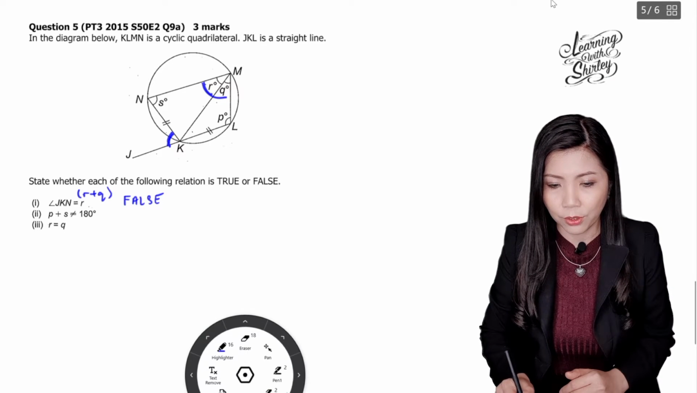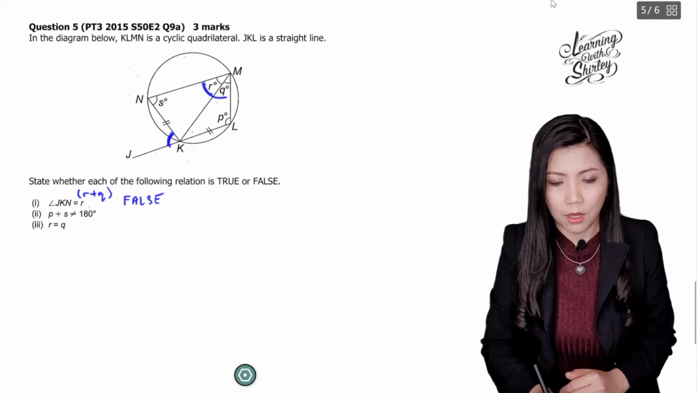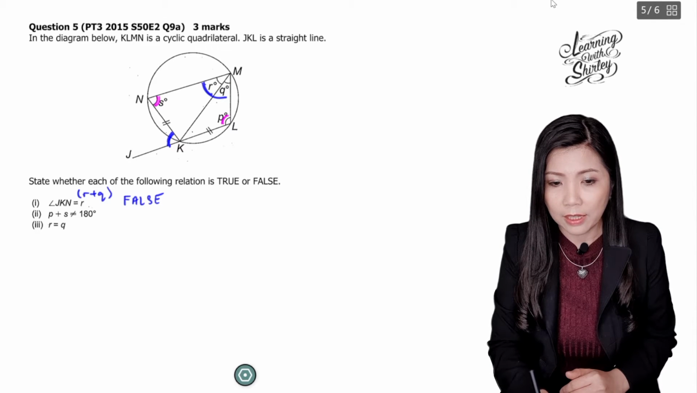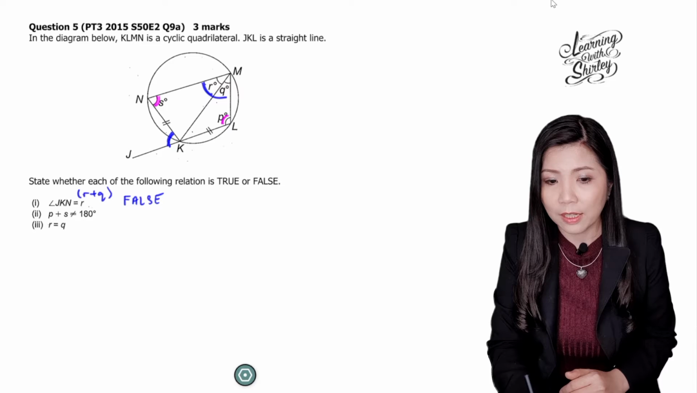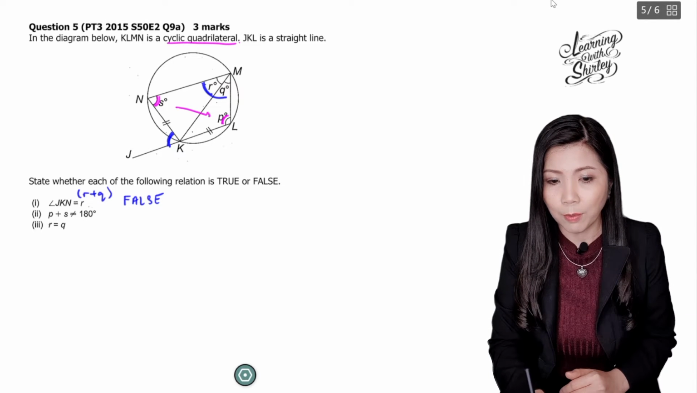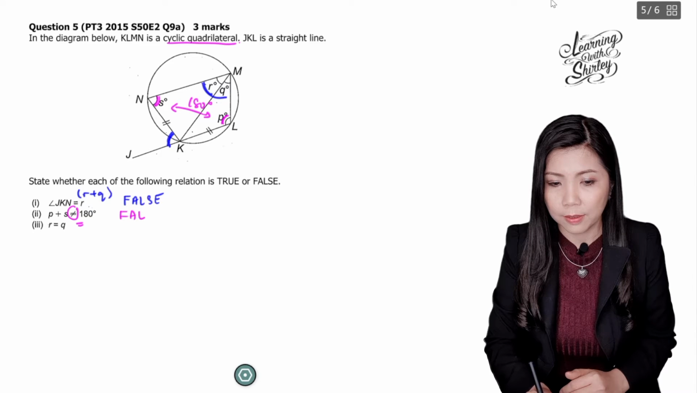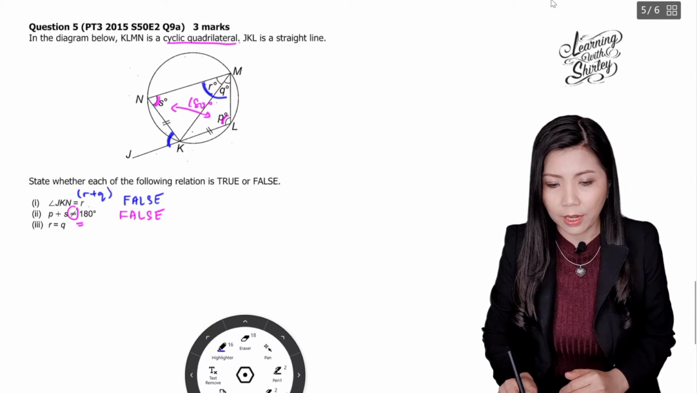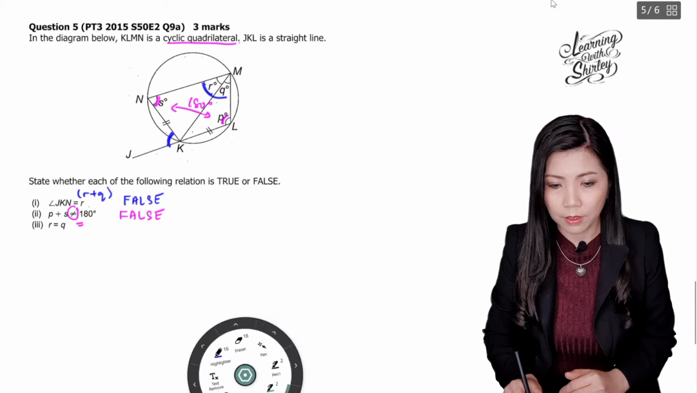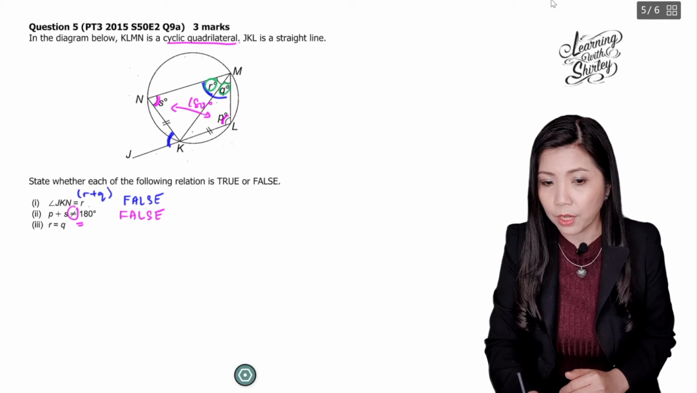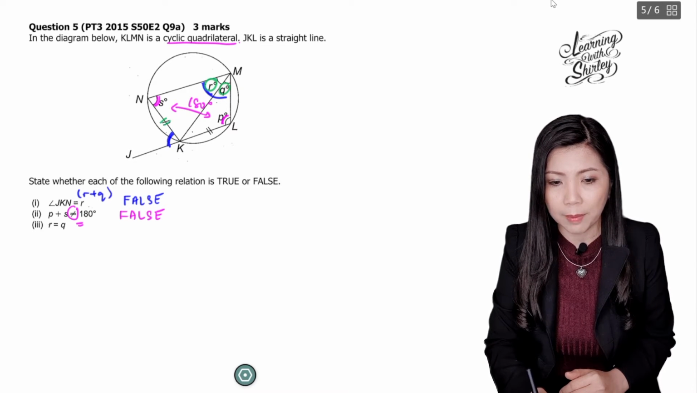Let's try number 2. P plus S is not equal to 180. P and S are supposed to add up to 180 because in a cyclic quadrilateral, the sum of 2 opposite angles is 180. So it's supposed to be equal, so this is false. Let's look at number 3. R is equal to Q. R is over here, it's equal to Q. It's true because they are subtended by the same chord. So it's true.